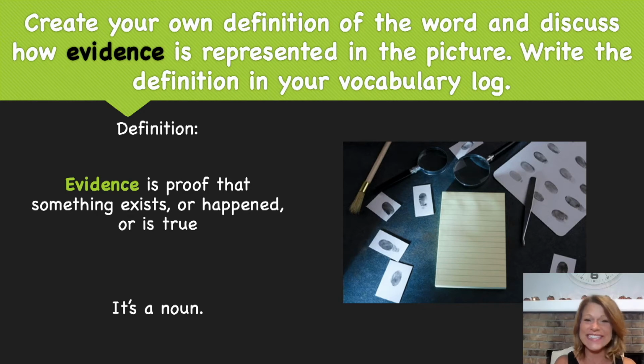Let's take a look at the denotation or dictionary definition for the word evidence. Evidence is proof that something exists or happened or is true. The word evidence is a noun. In your vocabulary log, if you are following along, you can also draw your Frayer model and jot down this definition in your own words to help you remember the meaning for the word evidence. Also, you can draw some pictures, and that'll really help you remember the word as well.